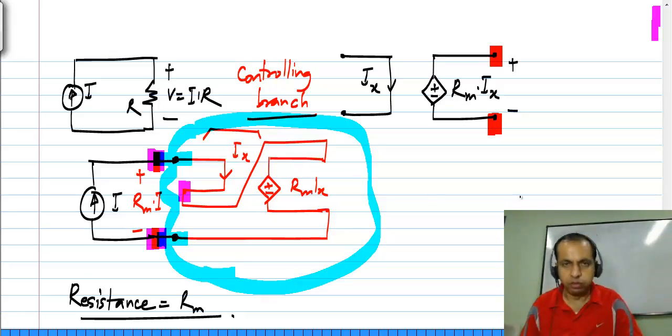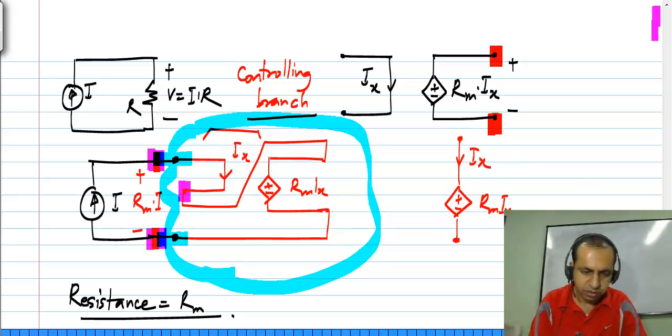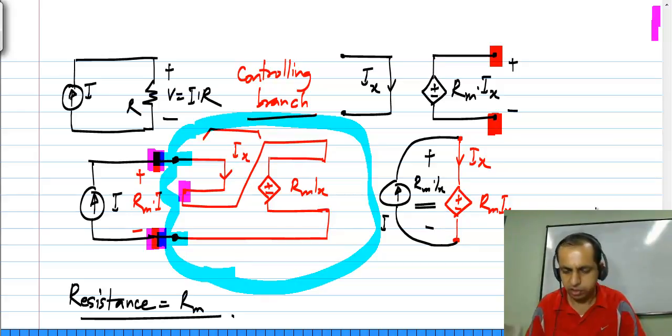Now this schematic looks very complicated. The way I would normally draw it is simply show a controlled voltage source whose value is Rm times Ix, and I label Ix here. So obviously, if I drive this with a current I across this, I will have Rm times Ix. Okay.